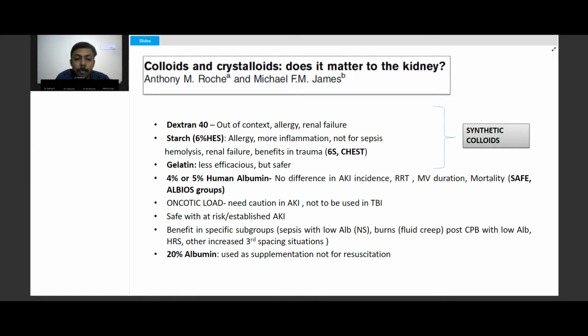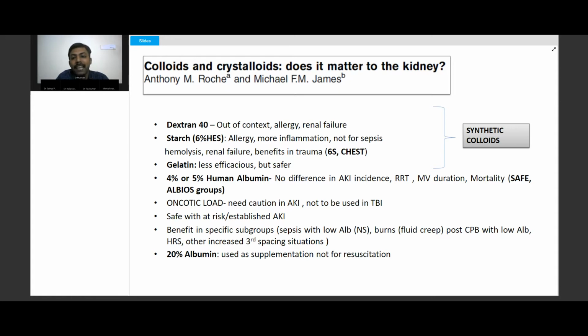Benefit in specific subgroups is noticed when there is sepsis with low albumin, like nephrotic syndrome, or burns when there is a fluid creep, more than 20-30% burns, post-cardiopulmonary bypass when there is low albumin status, hepatorenal syndrome, and other third spacing situations. And 20% albumin is rarely used for resuscitation. It's used as a protein supplementation.